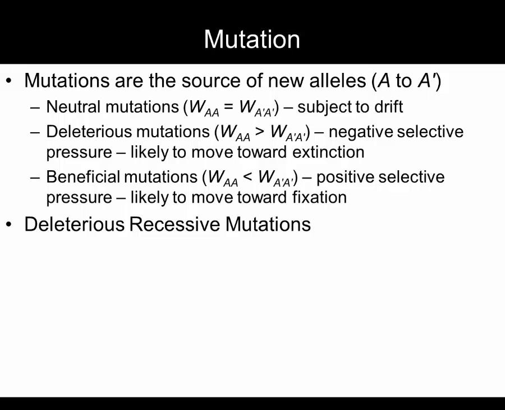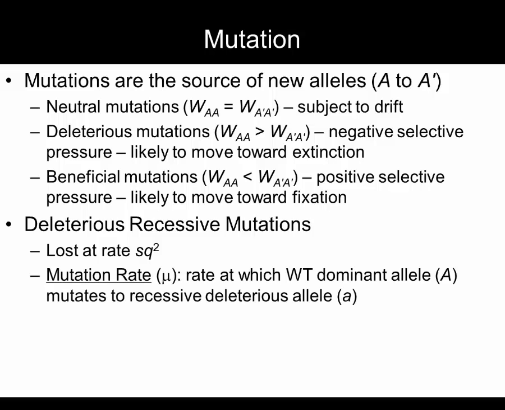Let's look closer at deleterious recessive mutations. At conception, the genotype frequency for homozygous recessive individuals is q squared. But some fraction of those individuals will not survive to become part of the mating population. This fraction is the selection coefficient S, which you'll recall is equal to 1 minus W. So Sq squared is the rate at which the recessive allele will be lost.